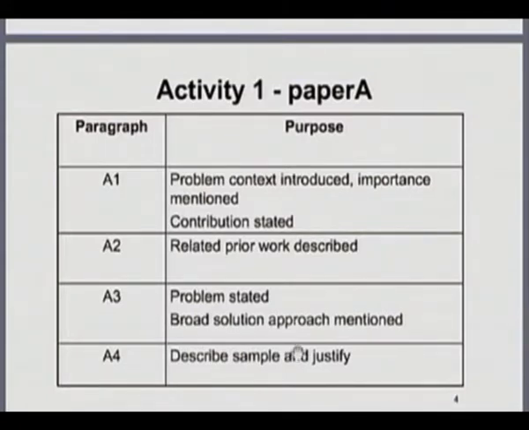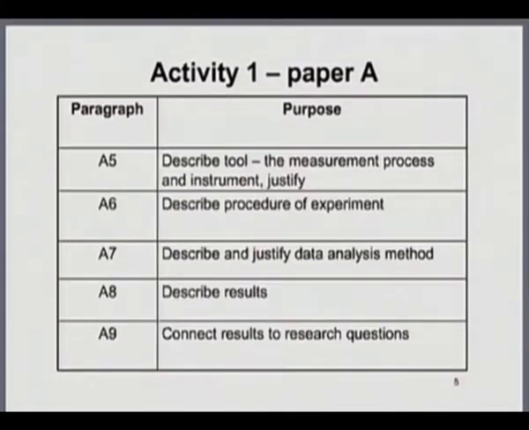Secondly, you have to say how you measured what you wanted to measure. This is called the tool or the instrument. And third, you have to describe the procedure of the experiment. So, A4, 5 and 6 are the methodology sections.